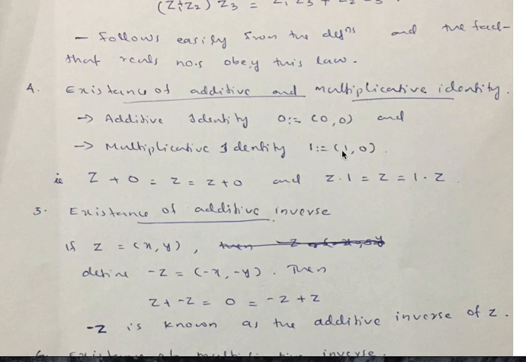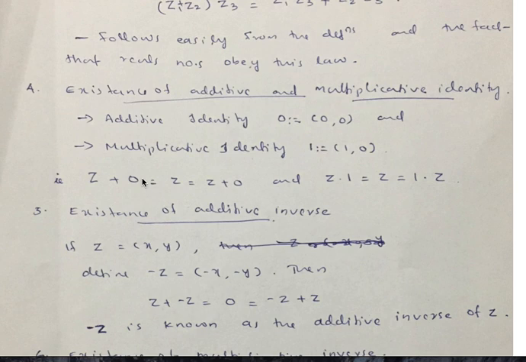1 is not (1, 1). (1, 1) is the complex number 1 plus i, which is not the multiplicative identity for complex numbers. It is 1 plus 0i, which is 1, which is defined to be 1. So whenever I say complex number 0, it is actually 0 plus 0i or (0, 0). Whenever I say complex number 1, it is actually (1, 0). Actually it's the real number 1 itself.